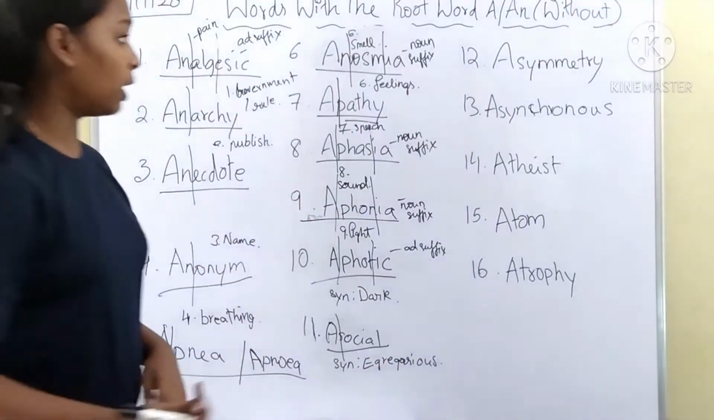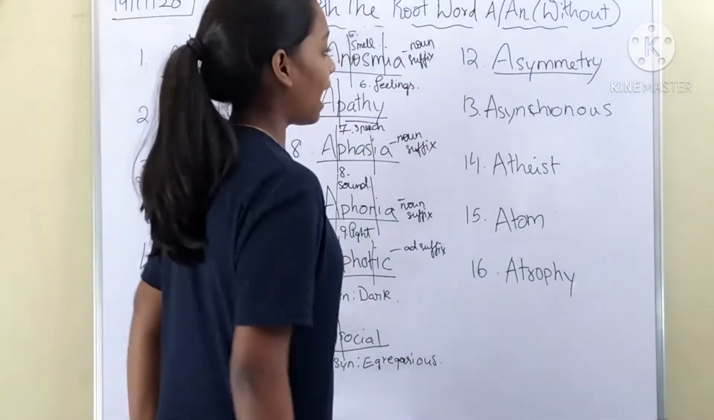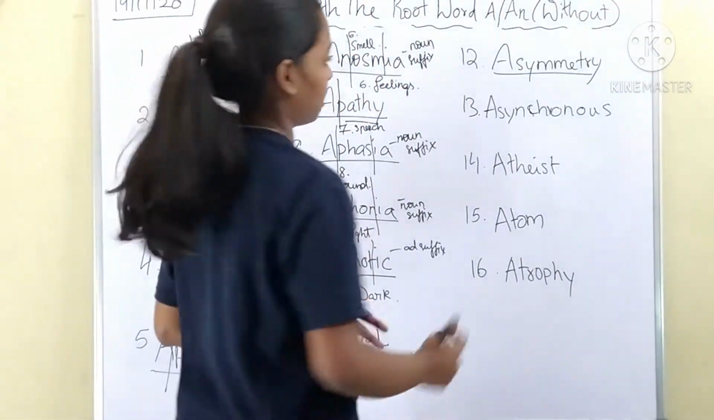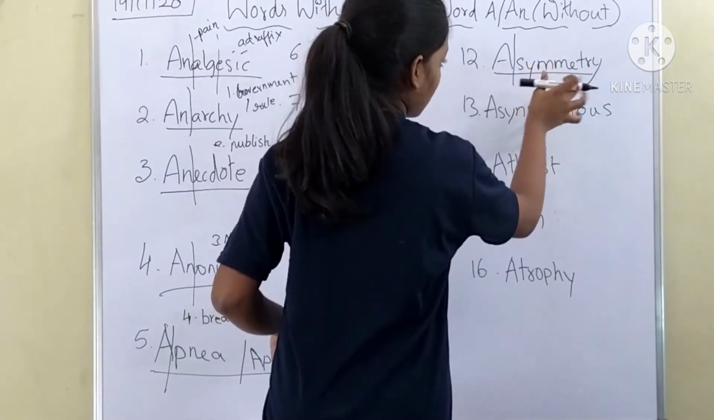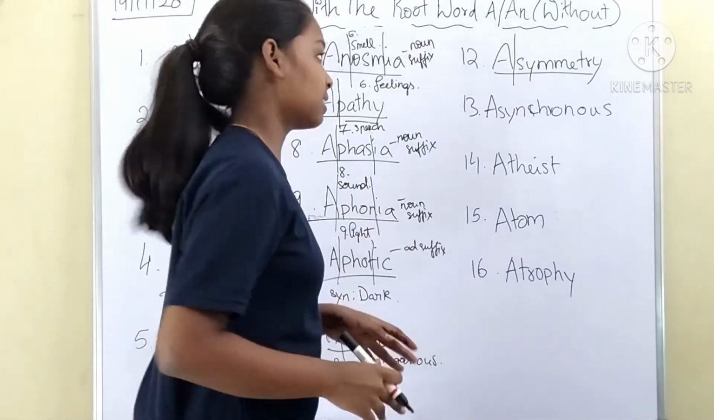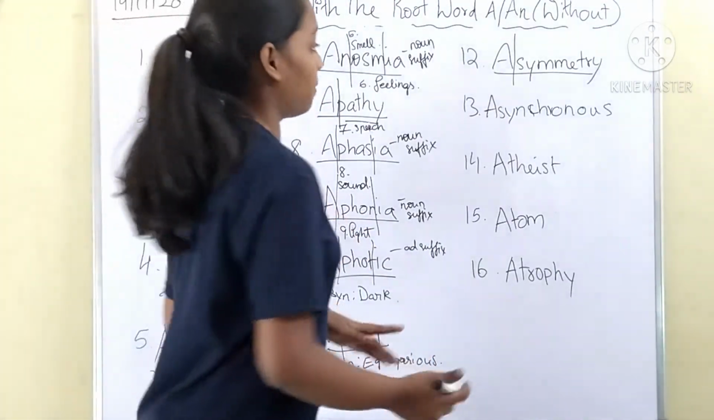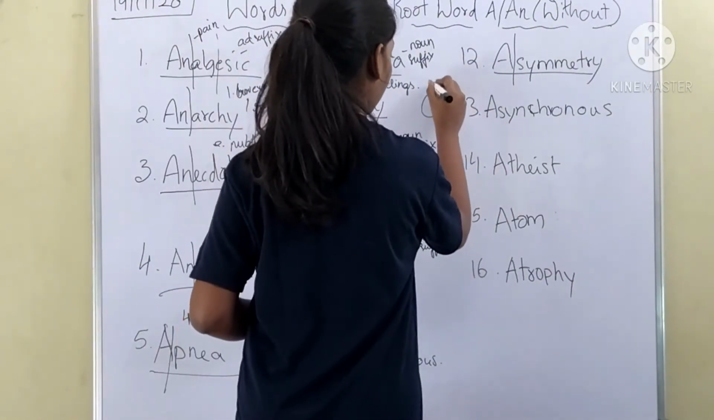The next word for today is asymmetry. Asymmetry has two root words in it. A means without. Symmetry, we have learned this in maths. So this is a mathematical term. Symmetry means correctly to a half.